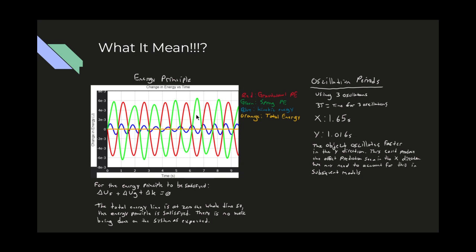Next, we can see if the energy of the system was conserved by looking at this graph here. We see that the gravitational potential energy oscillates with the spring potential energy, which makes sense. If the spring is stretched, it's lowered to the ground. The kinetic energy also oscillates during the period. Throughout the whole period, the total change in energy appears to be zero, so there's no work being done on the system. That's about it.